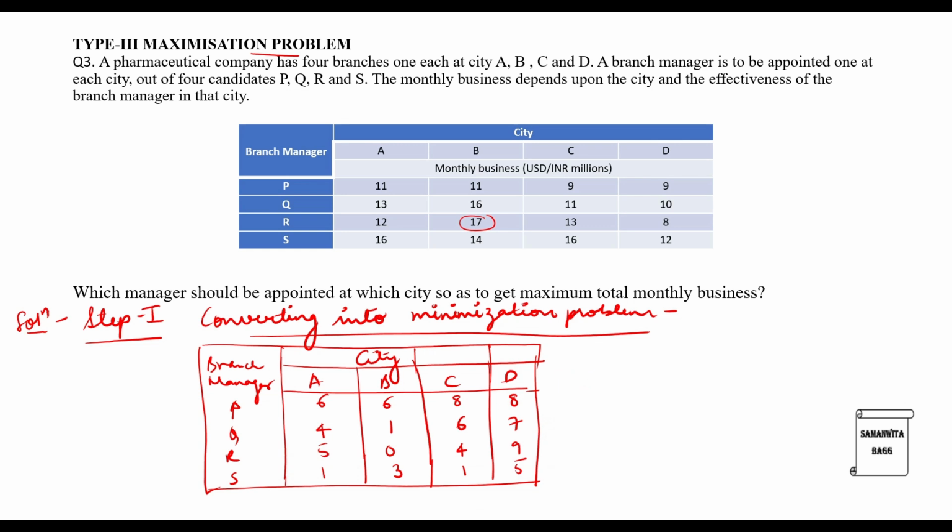Now what you need to do at this stage is you will go for calculating the minimum value of each row. So here the minimum is 6, here it is 1, here it is 0 and here it is 1. What we are trying to do is we are trying to get a 0 in each row. So now let's subtract.